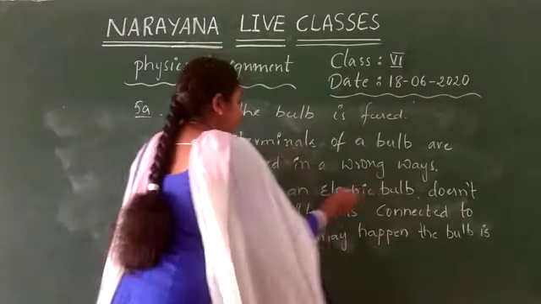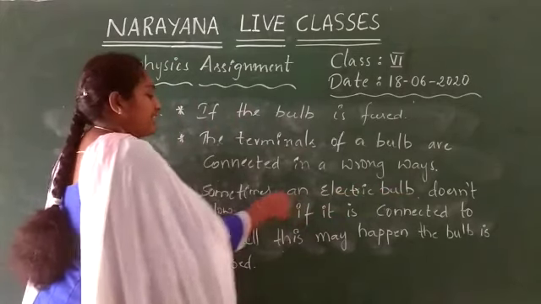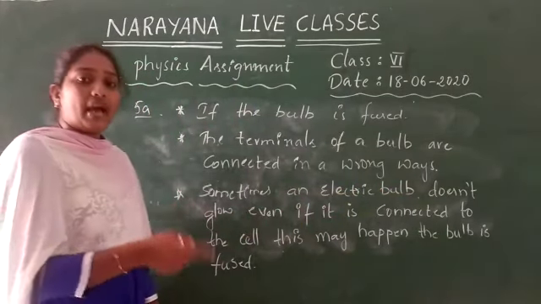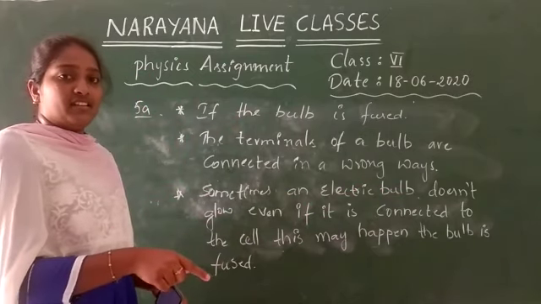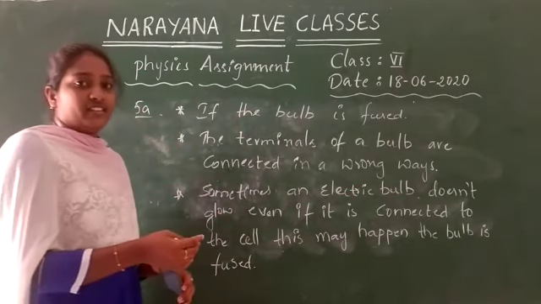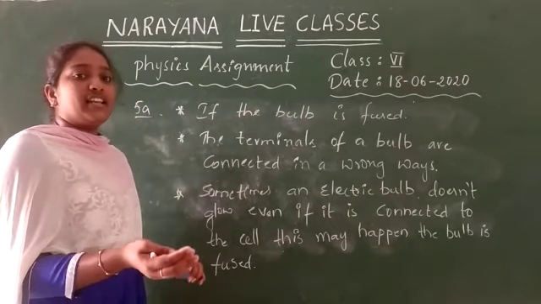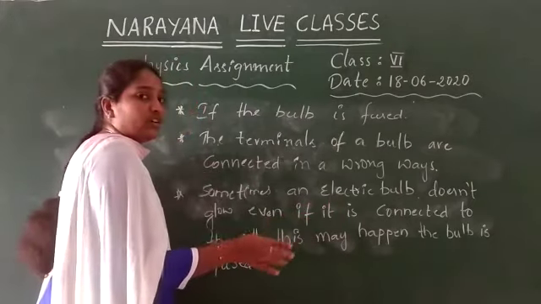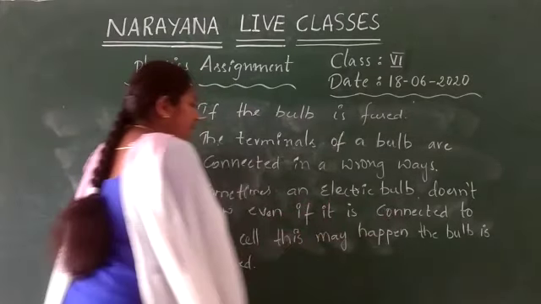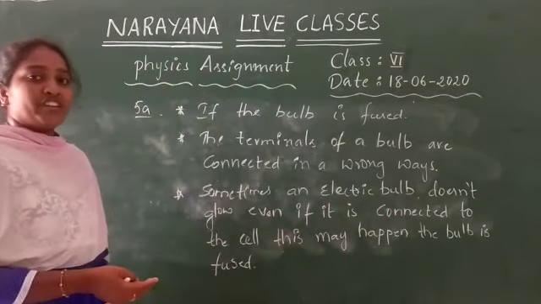Sometimes an electrical bulb does not glow even if it is connected to the cell. This may happen even if we connect it by using connecting wires. If we connect the cell and the bulb, in some cases the bulb still does not glow, because the bulb is fused.